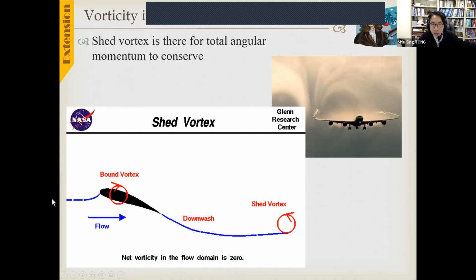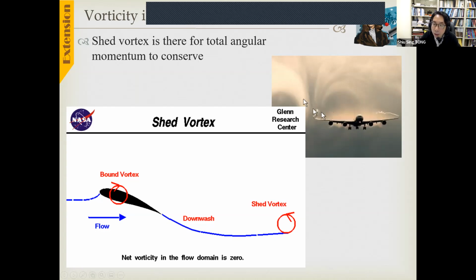But initially, when the air is far away from the airplane, there should be no such vortex, right? The vortex arises, the angular momentum arises when the air meets the wings of the airplane. So by conservation of angular momentum, we cannot create air with clockwise momentum. There should be a counterclockwise momentum to balance that. And it happens that there's a downwash of air that induces a shed vortex rotating in the opposite direction, so that the net vorticity in the flow domain is 0, or the total angular momentum is conserved.